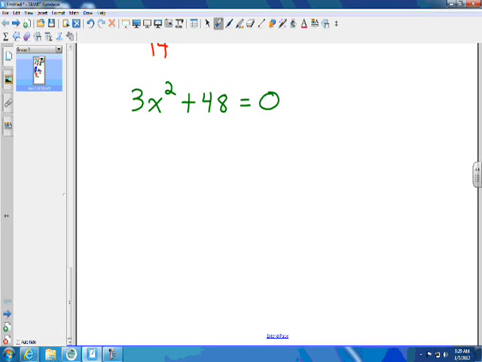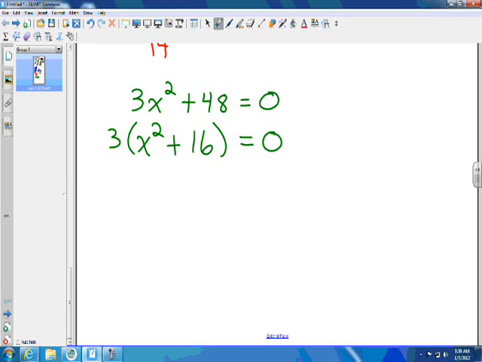Common term. So is there a common number between 3x squared and 48 that we can take out? We can take a 3 out. Can we take an x out? 48 doesn't have one. So we take a 3 out. That's going to cancel. We're going to have x squared plus what? x squared plus 16 equals 0. Do we need to worry about the 3? No, we would just divide that off and it would be gone.